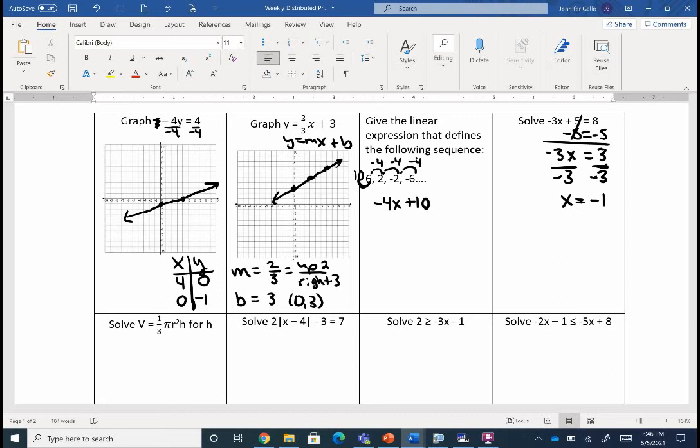Now you can also substitute that back in to check. So I could do negative 3, replace x with negative 1, plus 5, and make sure that that left side does in fact equal 8. So we get positive 3 plus 5. Does that equal 8? And yes, it does. So that side checks out.